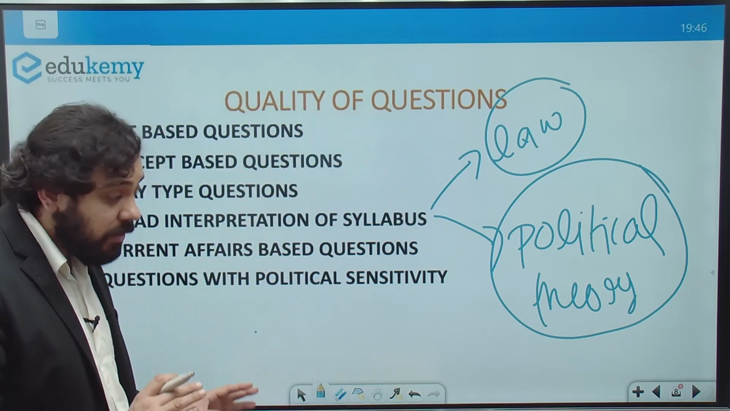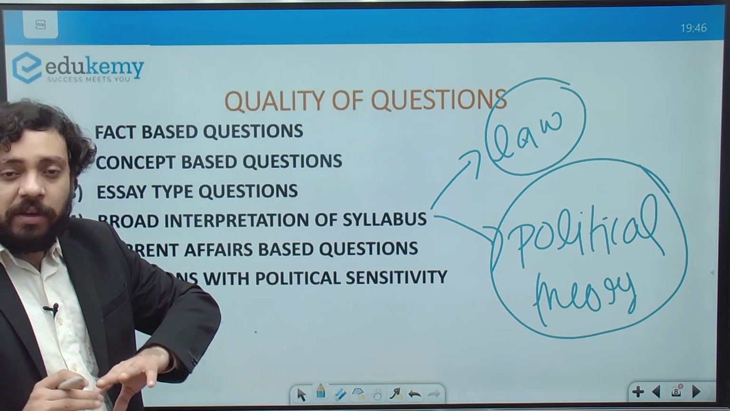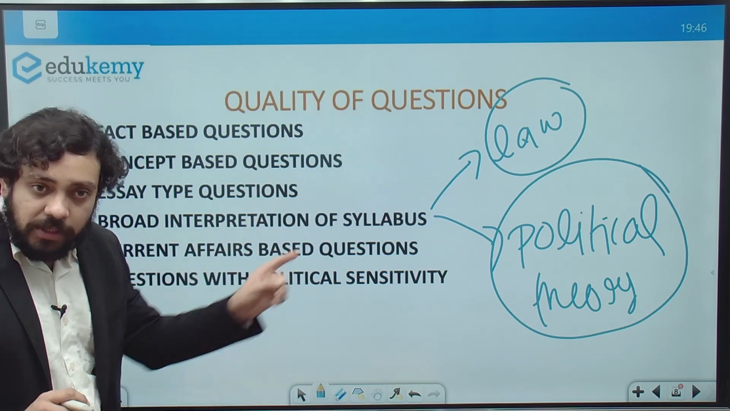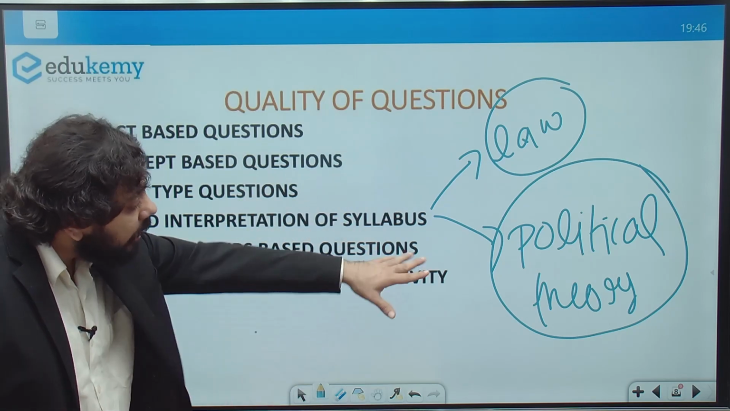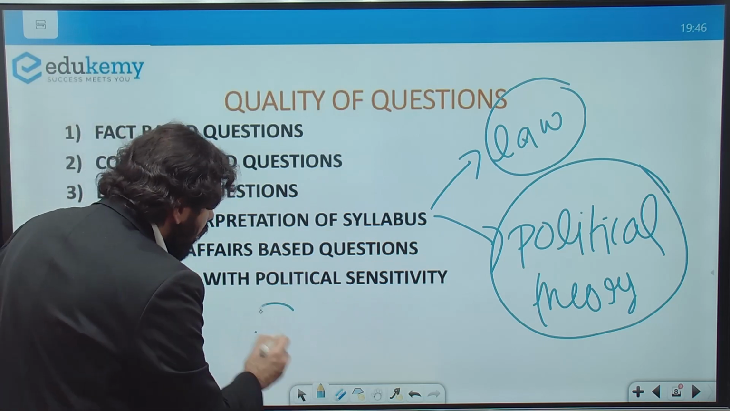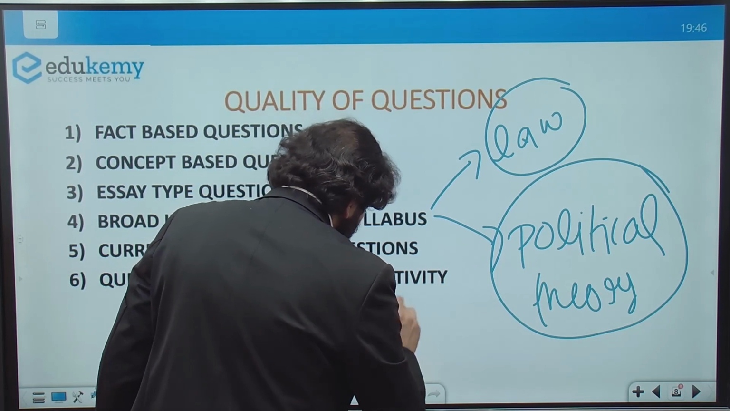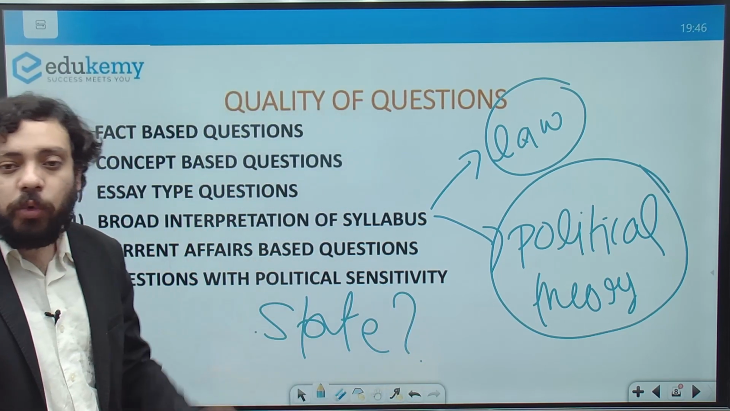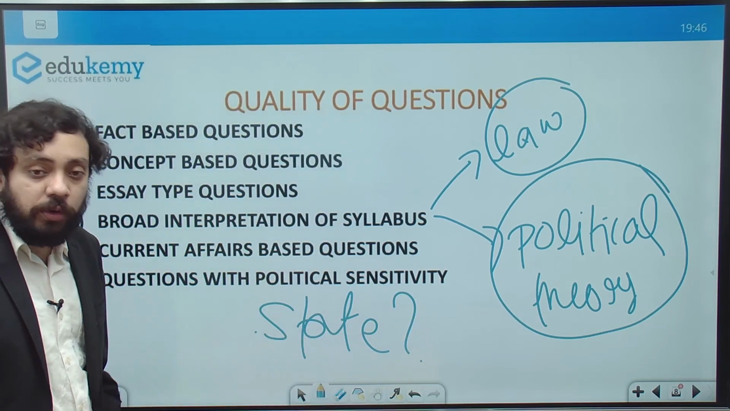A lot of questions in the examination are being asked with this kind of thing in mind also now. Then political theory questions. For instance, in this prelims examination, there was a question about what is a state. Okay, and it was through and through a question from political theory and political science.